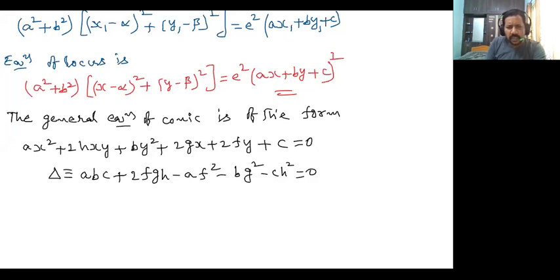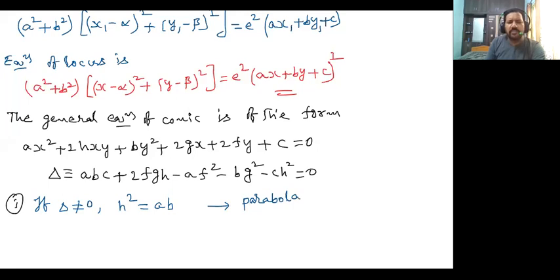See here, first point. If delta not equal to 0 and h square is equal to ab, then the conic is representing a parabola. When they give one equation of a conic, it is representing either a parabola, ellipse or hyperbola. How to identify it? By using these formulas.